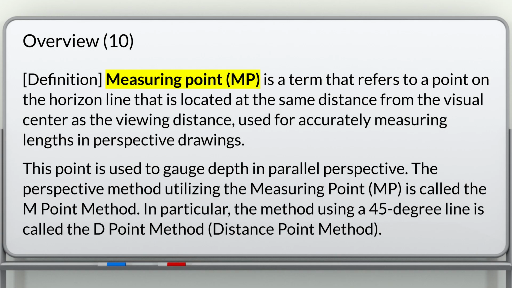Measuring point is a term that refers to a point on the horizon line that is located at the same distance from the visual center as the viewing distance, used for accurately measuring lengths in perspective drawings. This point is used to gauge depth in parallel perspective. The perspective method utilizing the measuring point is called the M-point method. In particular, the method using a 45-degree line is called the D-point method.